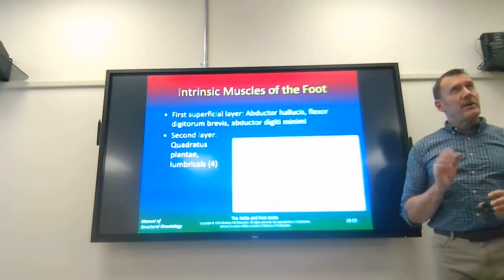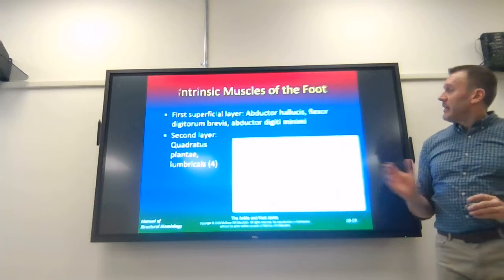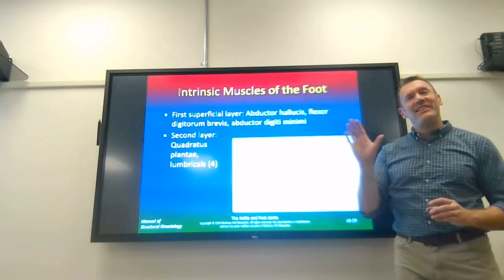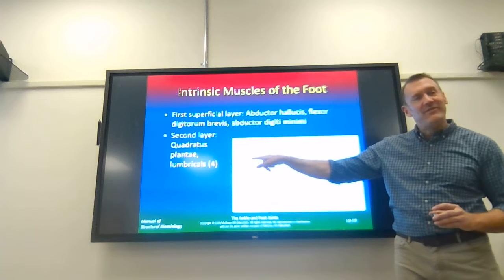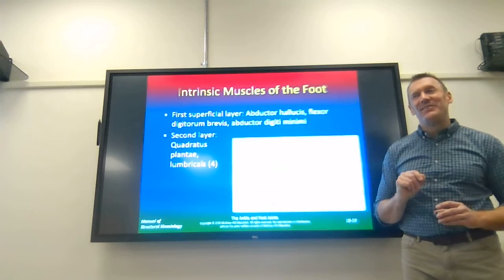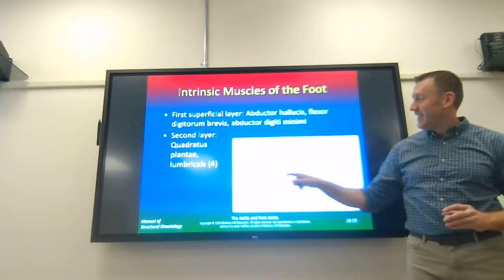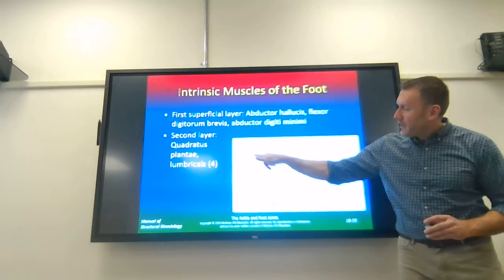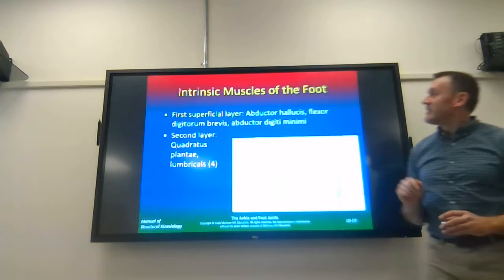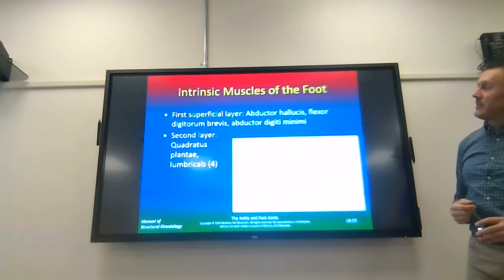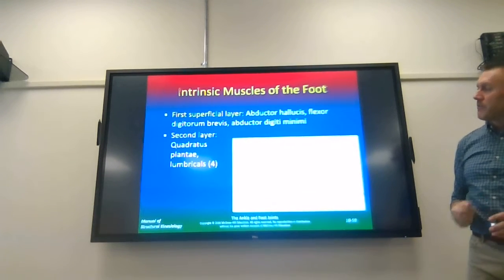So you can try this as you're sitting there with your feet. Can you abduct your 5th toe? Can you try that? The abductor digiti minimi pulls that 5th toe away. So you can try some of these actions that affect these muscles.